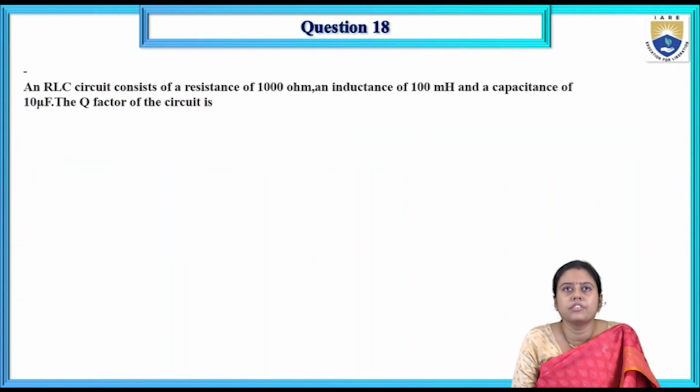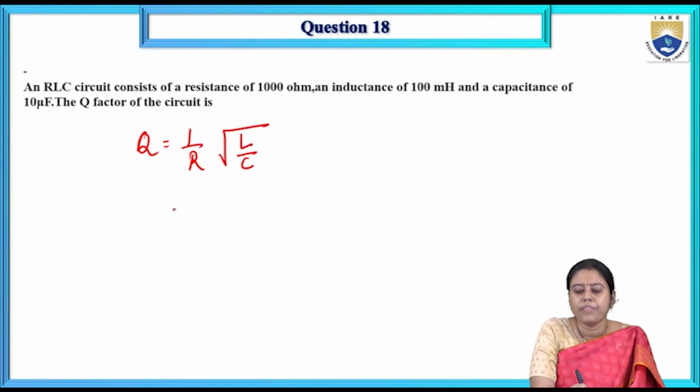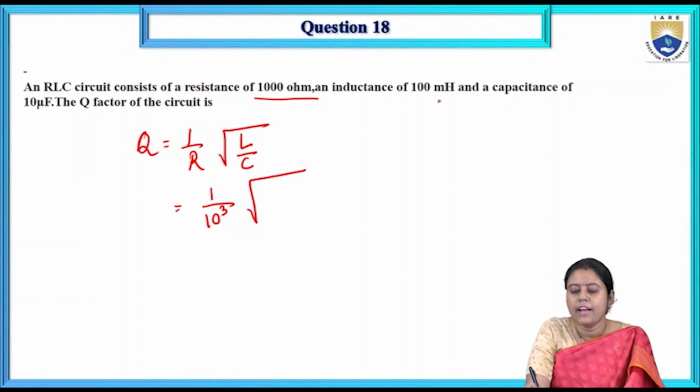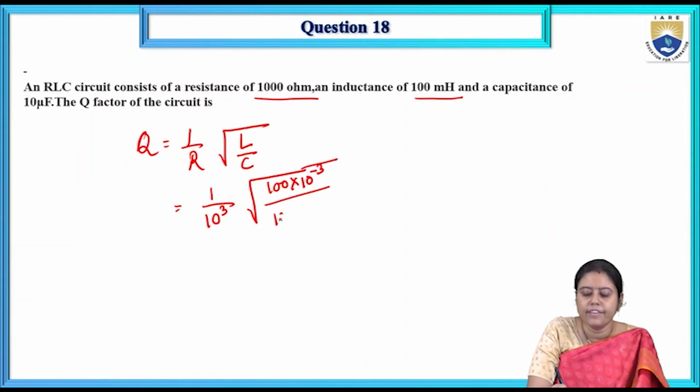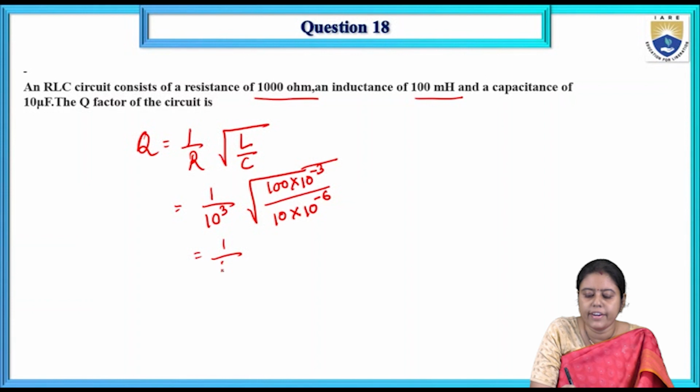Next, we are going for a simple question. An RLC circuit consists of a resistance of 1000 ohm, an inductance of 100 millihenry and a capacitance of 10 microfarad. What is the Q factor of the circuit? Just now we have discussed that Q factor is equal to 1 by R root of L by C. So what is R? 1000 ohm. What is L? 100 millihenry. Milli means 10 to the power minus 3. And C is 10 microfarad. So what is the value? It is coming 1 by 10 to the power 3.